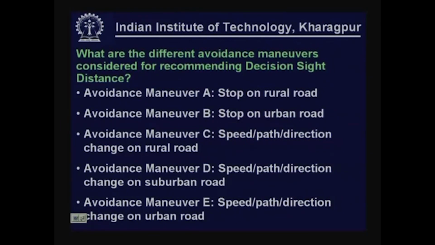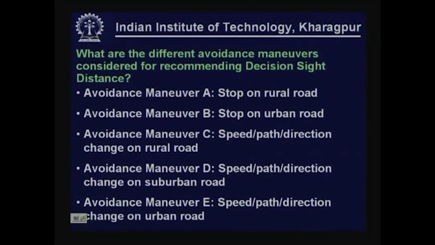Then what are the different avoidance maneuvers considered for recommending decision sight distance? Five different avoidance maneuvers are considered. Maneuver A, stop on rural road, B, stop on urban road. A and B are essentially stop maneuvers, but then there are C, D and E which are not stop maneuvers, they are speed, path, direction change. C is for rural road, D is for suburban road and E is for urban situation. So, all the values are different for different maneuvers.